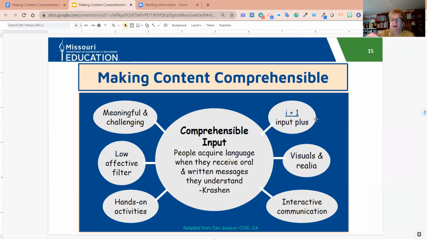We've taken them to their limit, but we're pushing them a little bit more by adding in some of these supports. And the supports that we give them are these visuals in realia, interactive communication, hands-on, low affective filter, and meaningful and challenging activities. So those are all what bring about what we call comprehensible input.